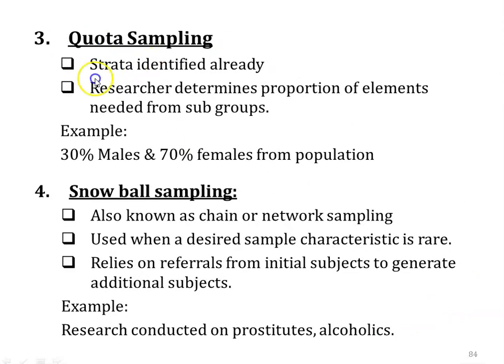In quota sampling, the researcher makes strata first. For example, the researcher needs equal data from males or females, or maybe 30% from males and 70% from females. The researcher has already decided the quota that he needs for his research, and then the researcher divides the population into these two groups and takes people from both groups according to the quota required.